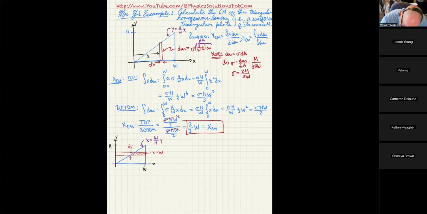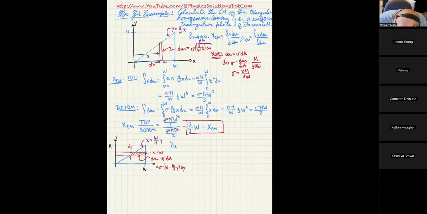is dy, and that means this little part is going to be dm, which equals sigma dA, and that's going to be sigma times w minus w over h times y times dy. So that's really what's going to happen here. Now I can compute the top and the bottom, so on and so forth.